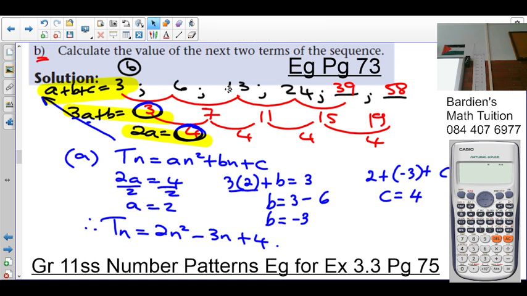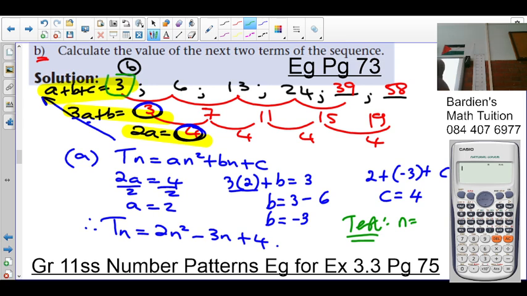And how do I test? You don't have to write this down. I just use any value for n other than 1. Why don't I use 1? Because the first term was used to calculate C. So even though your general term could be wrong, if I test it on the first term, it will show the right answer. Why? Because I've used the first term in calculating C. That is why it will be right. So I'm going to test any other number other than 1.